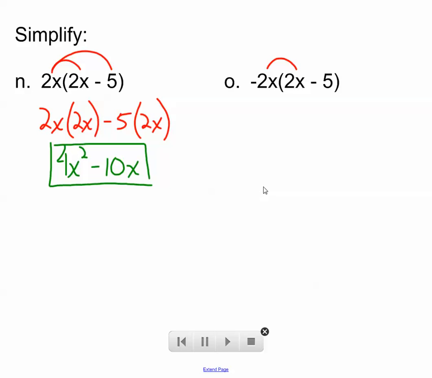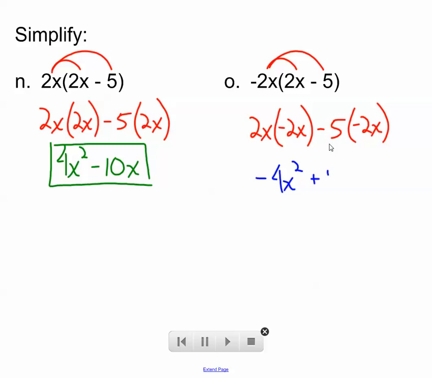On the second one, we're going to do 2x times negative 2x, and we're going to subtract 5 times negative 2x. 2x times negative 2x is negative 4x squared, and negative 5 times negative 2x is positive 10x. A negative times a negative is a positive, so instead of subtracting a negative, we're adding a positive. 5 times 2 is 10, and we also have this x right here. We can't do anything more with either one of these expressions until we know what x is.